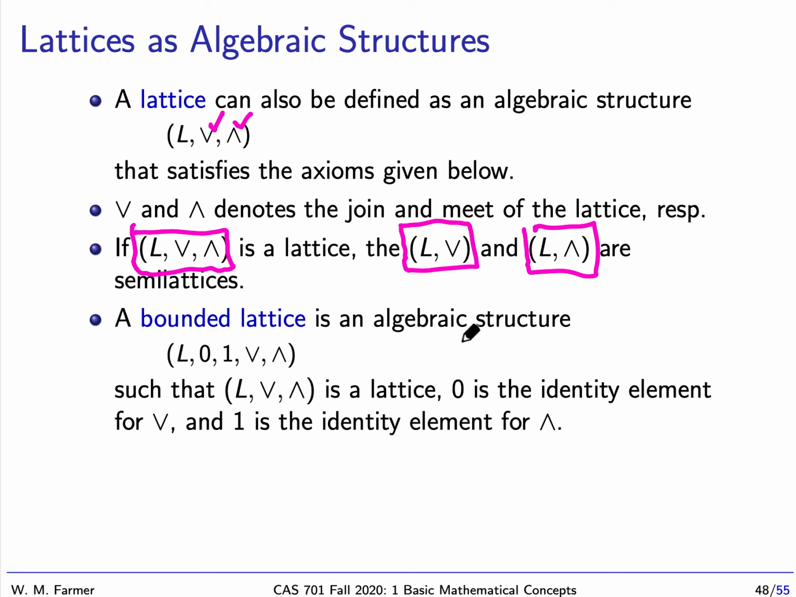And then a bounded lattice is an algebraic structure like this. It's a lattice, but it also has a 0 and a 1. The 0 is going to be the identity element for the join operation, and the 1 is the identity element for the meet. So if you wanted to think of the join as plus, that makes sense. 0 is the identity element of plus. If you think of the meet as times, 1 is the identity element for times.